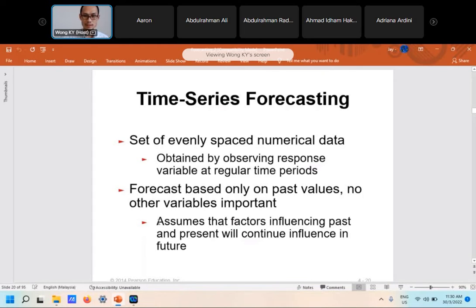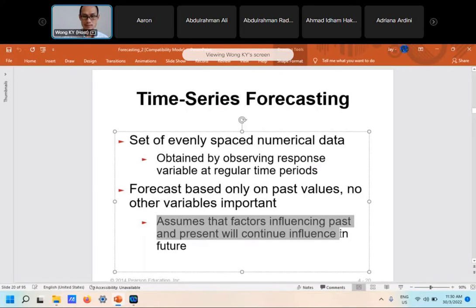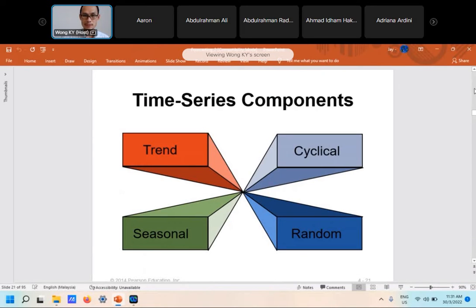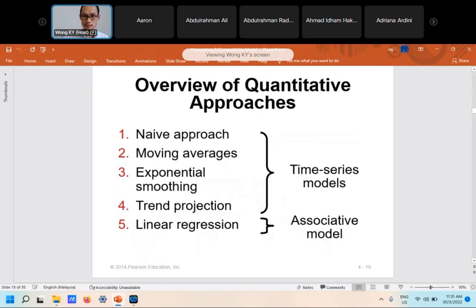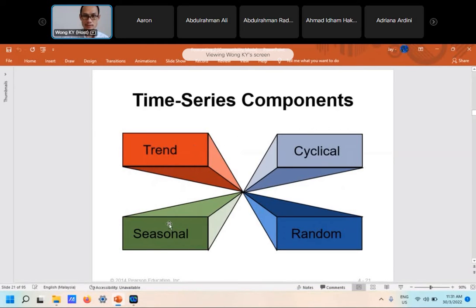Because we assume that factors influencing past and present will continue to influence in the future. That's why we rely everything on previous data, because we believe everything that influences past and present will continue to influence the future. Hope it's clear. Before we go into more detail of all these approaches, you need to understand these four things first. These are the behavior, the pattern of demand. It's a component of time series. The behavior or the pattern could be trend, could be cyclical, could be seasonal, could be random.